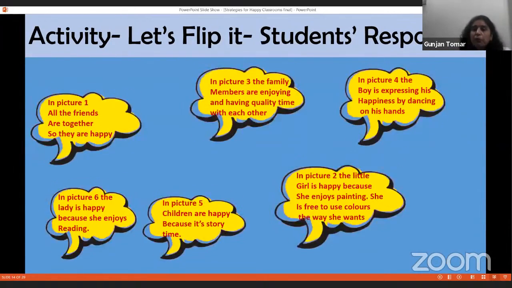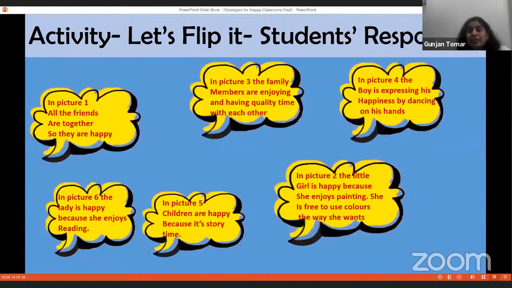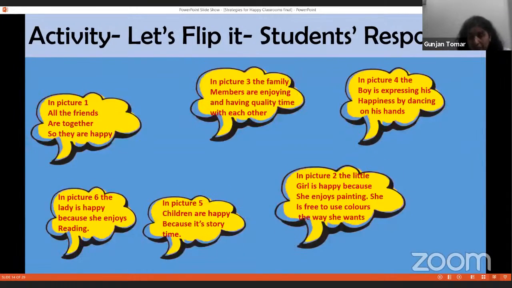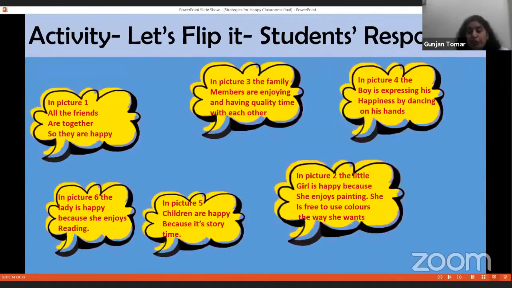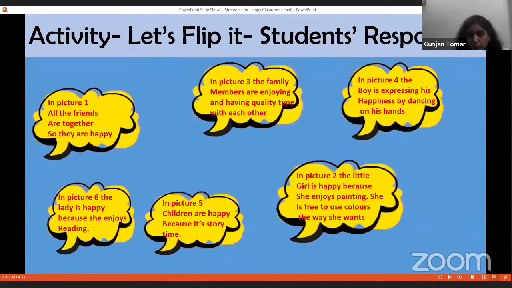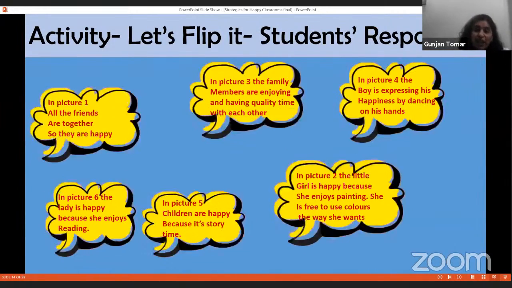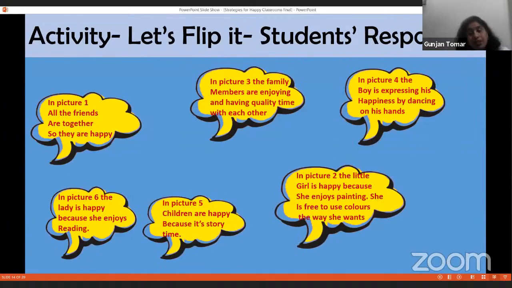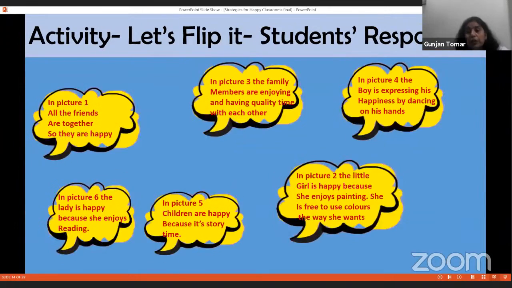For picture four, they said the boy is expressing his happiness by dancing on his hands, because that's his USP. He can balance on his hands, and whenever he's happy, he dances on his hands to show his happiness. Picture five, they said children are happy because it's story time and they connect with stories. Sixth picture, they said the lady is happy because she enjoys reading.